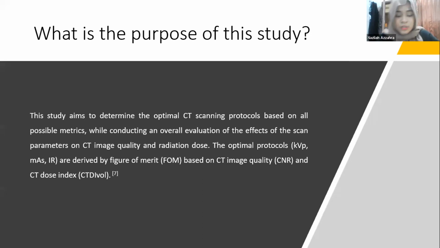The optimal protocols for scanning adults and pediatrics are not readily determined by CNR alone, but also by image-oriented parameters such as kVp, mAs, as well as the tissue under investigation, and how these factors interact remains unclear and needs to be explored, which is the purpose of this current study. This study aims to determine the optimal CT scanning protocol based on all possible metrics while conducting an overall evaluation of the effect of the scan parameters on CT image quality and radiation dose.